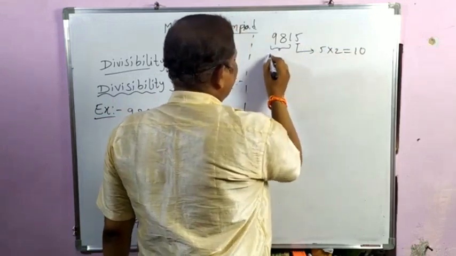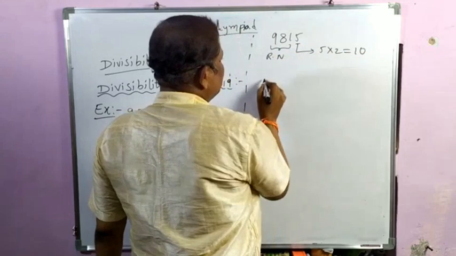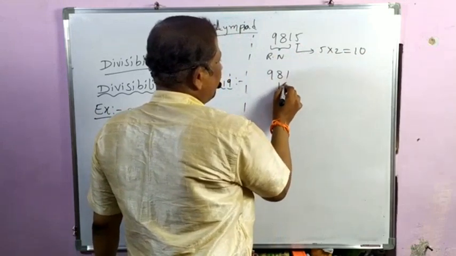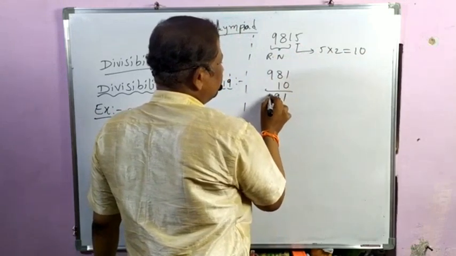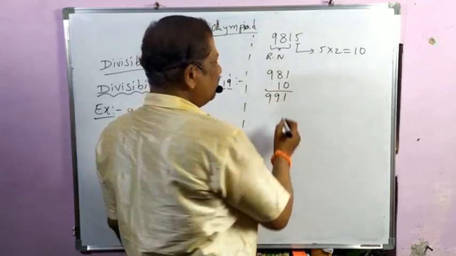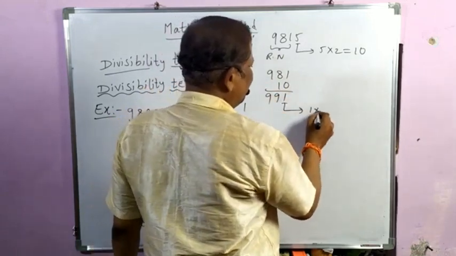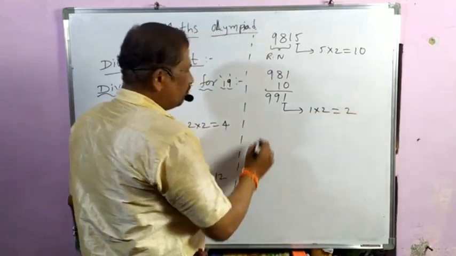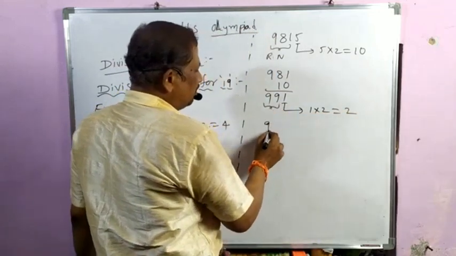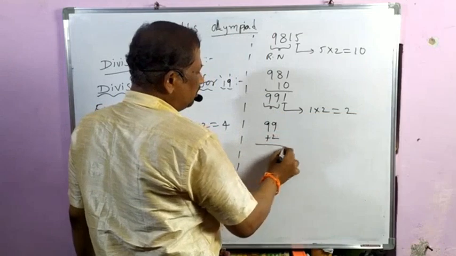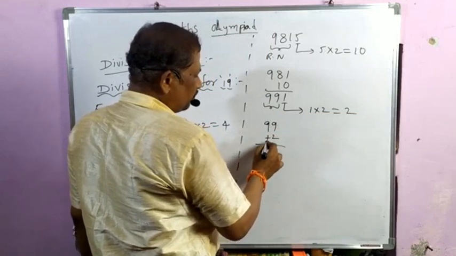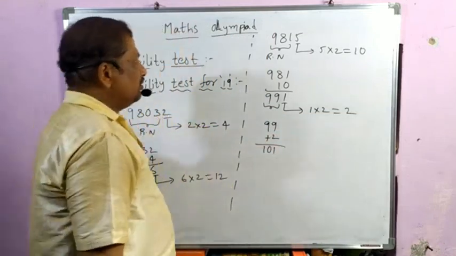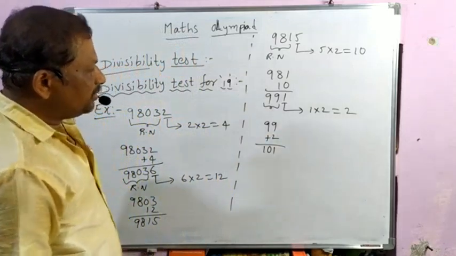So this is the remaining number. So add that 10 to this remaining number. So what we get here? 999. Again this one is a big number. Same process you continue. 1 is doubled, it becomes 2. So the remaining number is 99. Add 2 to the 99. That will become 101. So is 101 divisible by 19?